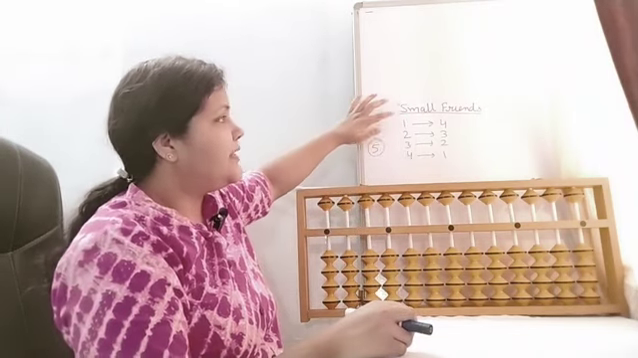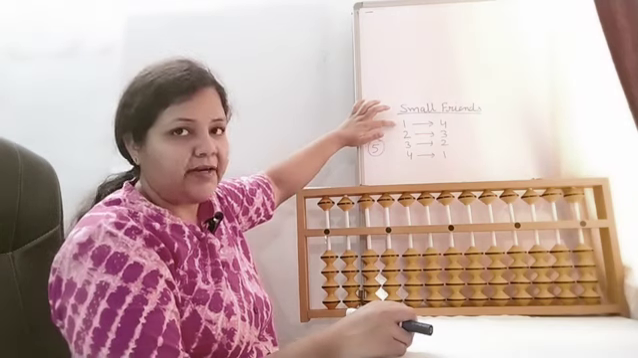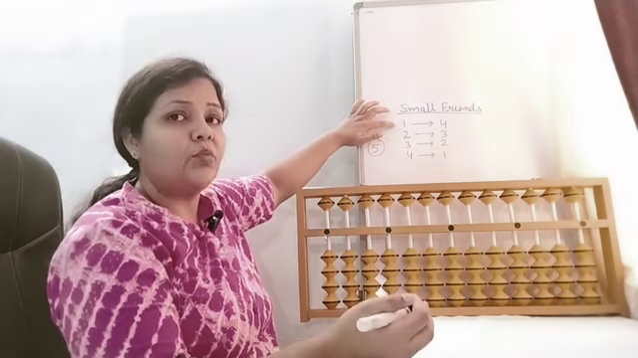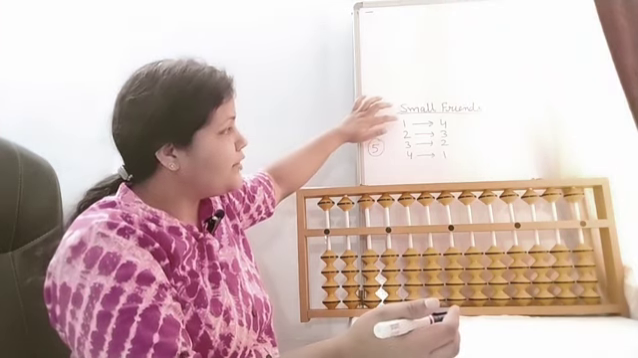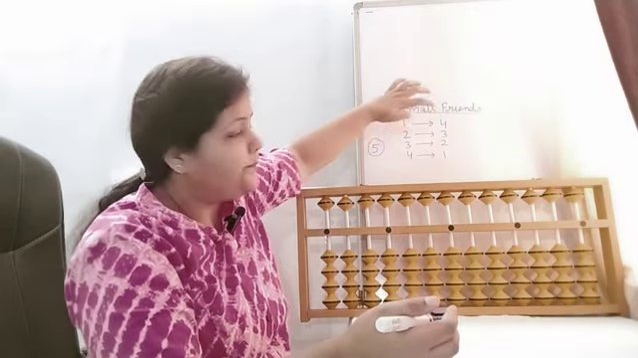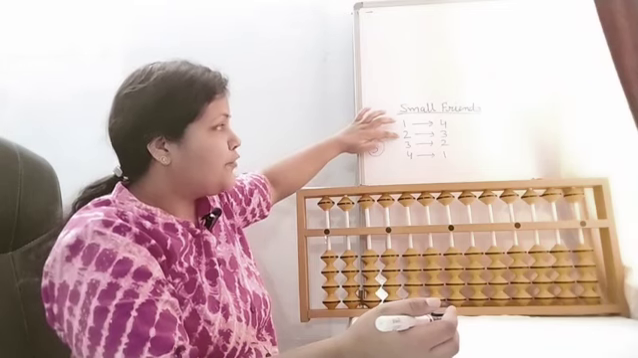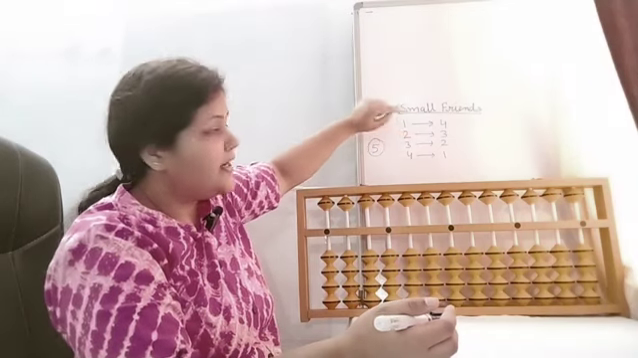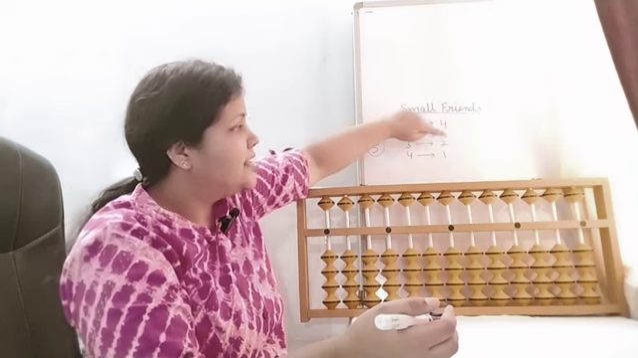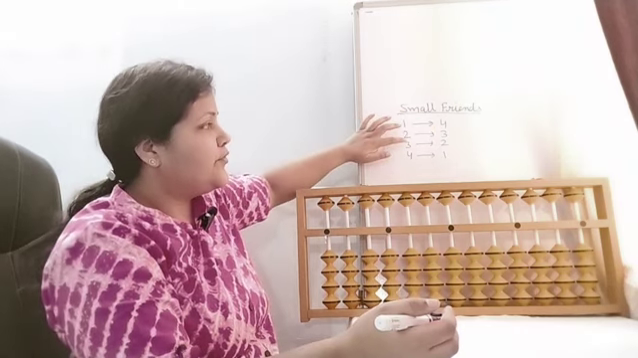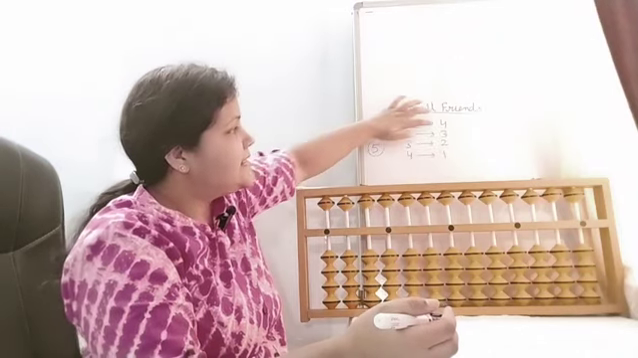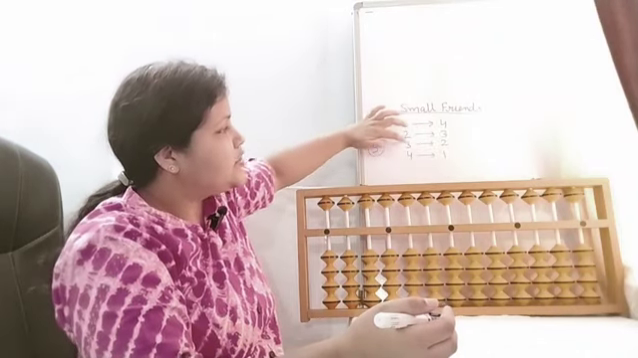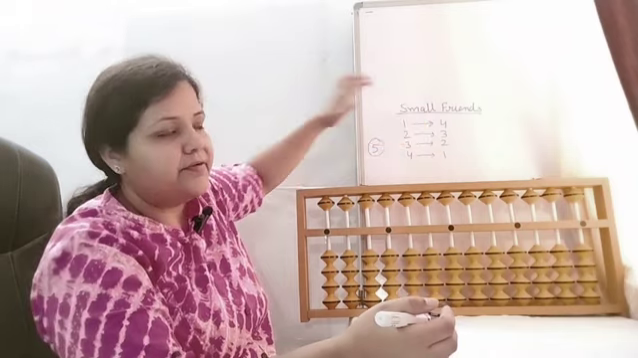For example, if I talk about small friend of 1, what should be added in 1 to get 5? 4, right? So the small friend of 1 is 4. Friend of 2, 3 should be added to get 5. So friend of 2 is 3. Friend of 3 is 2 and friend of 4 is 1. As you can see, the addition of these two numbers is always 5.